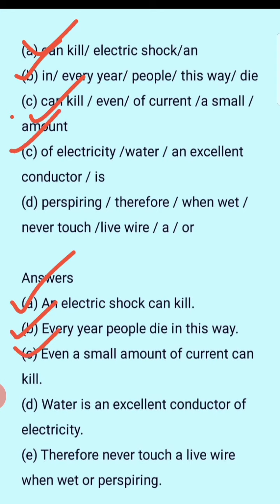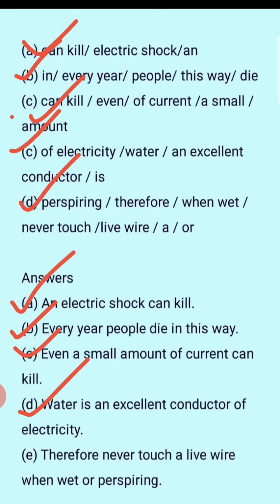Next, of electricity, water, an excellent conductor is. I would tell you to read the jumbled up words a few times so that the meaning can be clear to you. Of electricity, water, an excellent conductor is. If you read it two times or three times, the meaning will be clearer to you. So you will write in this way that water is an excellent conductor of electricity.